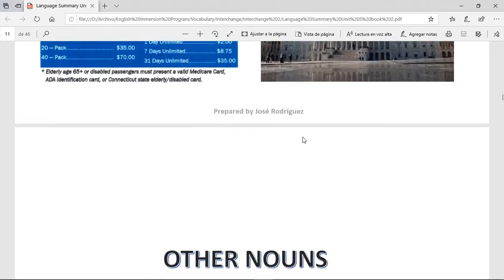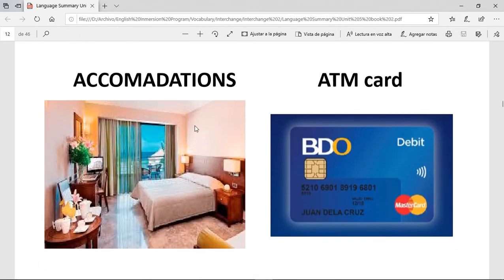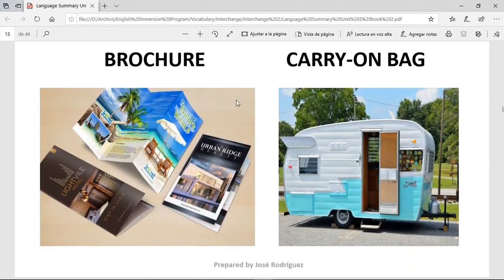Let's see some other nouns. Accommodations. Accommodations are things to make you feel comfortable. Maybe your accommodation can be this room. Okay. ATM card. You know, the ATM, the automatic teller machines, the machine that you use to get money. But to use it, you need one of these cards, usually a debit or credit card. A brochure. A brochure, it's like a triptych, a piece of information in a paper to inform you about something.